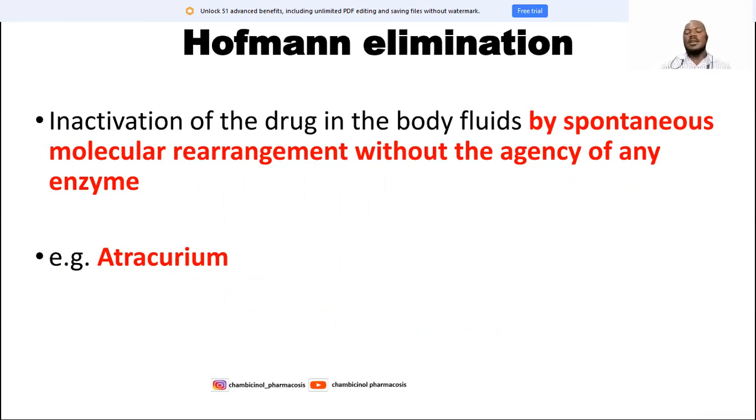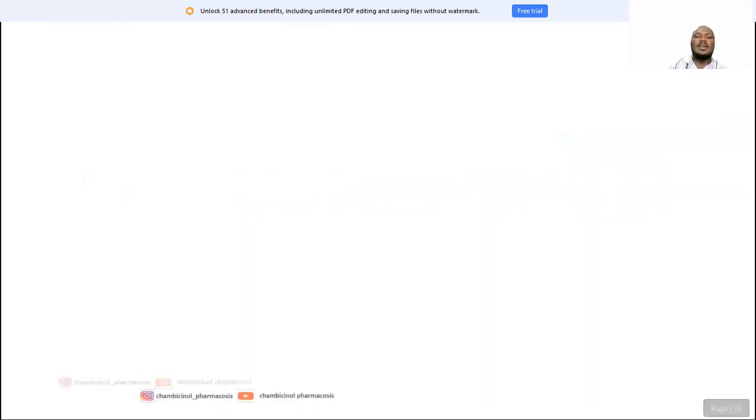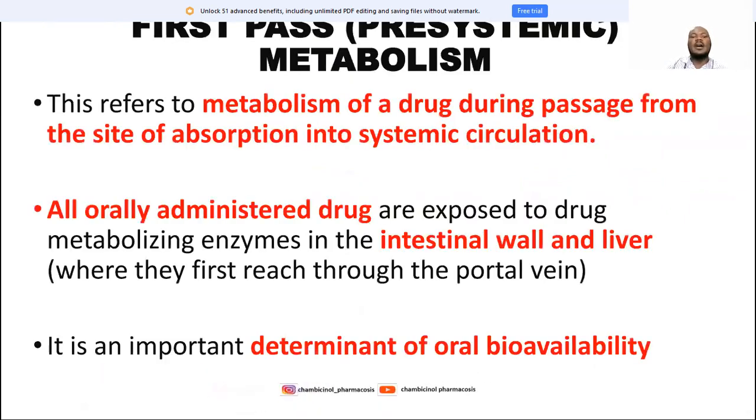A good example that undergoes Hofmann elimination, this molecular rearrangement, is atracurium. This is a skeletal muscle relaxant that has a tendency to undergo this Hofmann elimination reaction. For this case, no enzyme is taking place, neither microsomal nor non-microsomal enzyme. So the drug will be excreted directly without utilizing any other substance or enzyme.